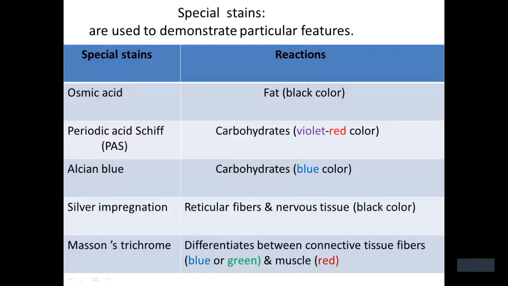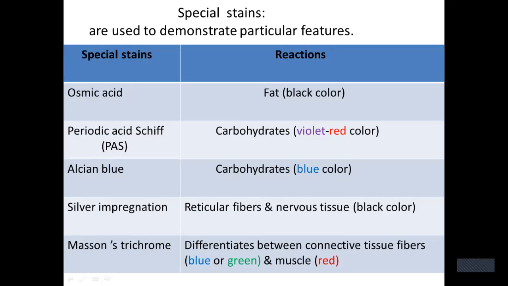Special stains are used to demonstrate particular features in the body. Osmic acid stains fat cells or lipid droplets black. Periodic acid-Schiff, PAS, stains carbohydrates in the body violet to red. Alcian blue stains carbohydrates blue.